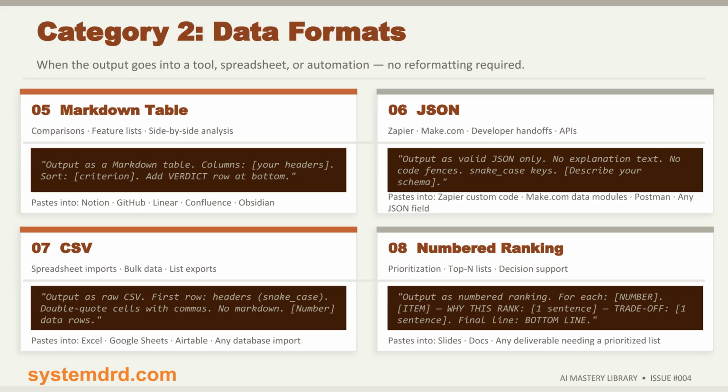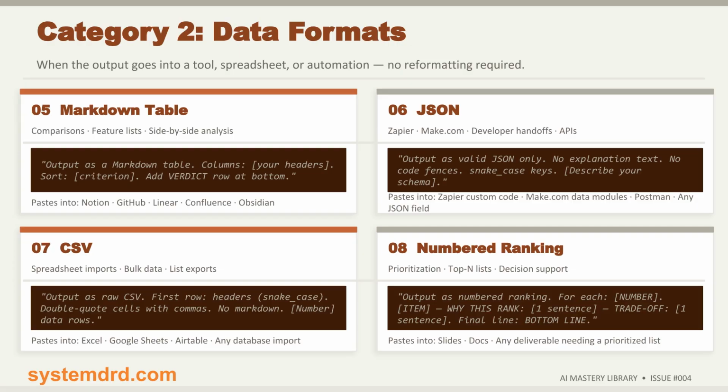Format 6, JSON. This is the format that makes Zapier and Make.com automations production-ready from a single AI session. The instruction is output as valid JSON only. No explanation text, no code fences. That eliminates every post-processing step that normally sits between AI output and an automation actually running.